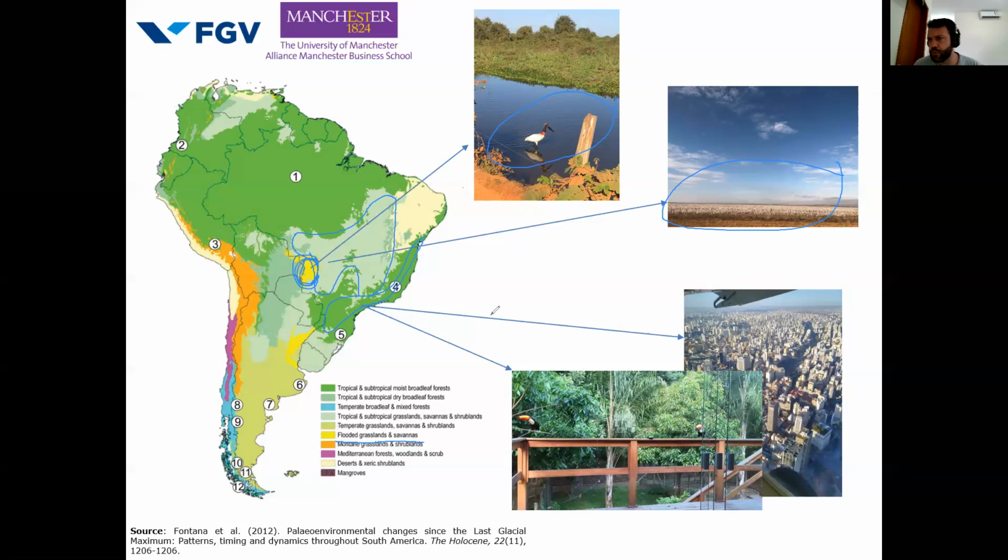Okay, and here, as I mentioned, we find spots of Mata Atlântica, of Atlantic forest, and two pictures that illustrate that region are this one. You can see here tucanos, very traditional birds that live in Brazil. And here you see a picture of São Paulo, which is the major city of South America, and one of the major cities in the world, which is established in the Mata Atlântica region.